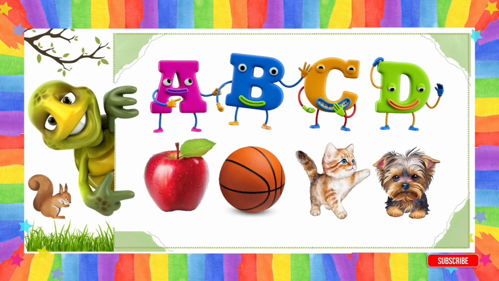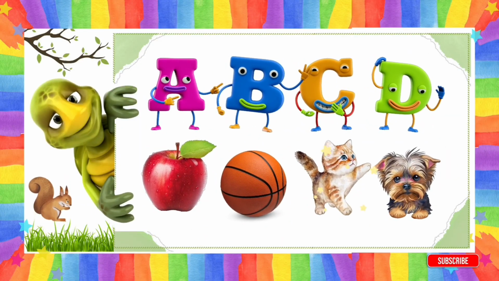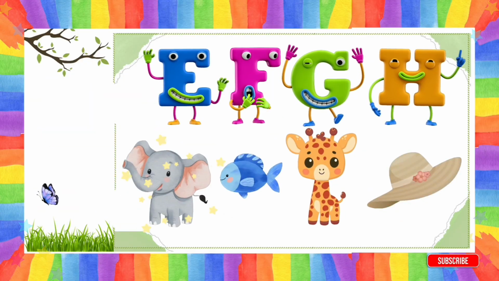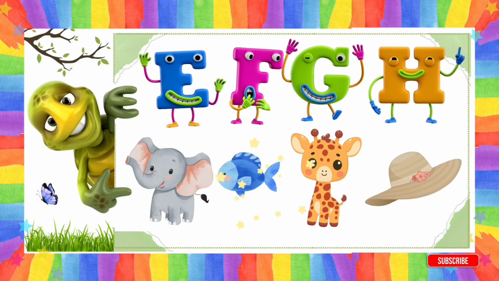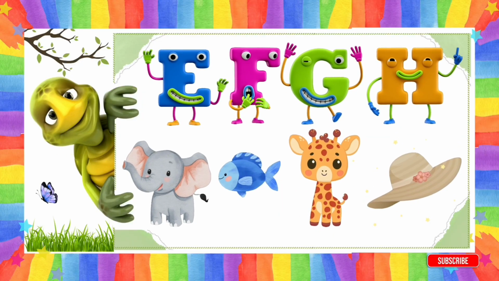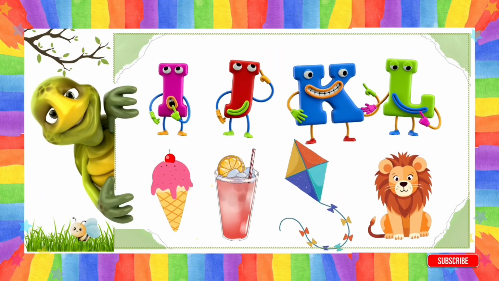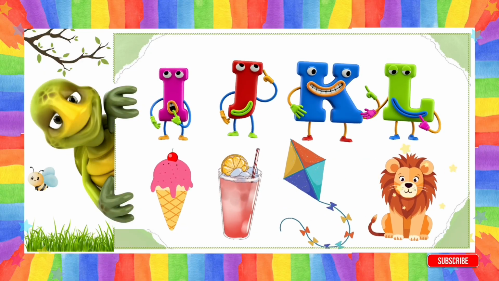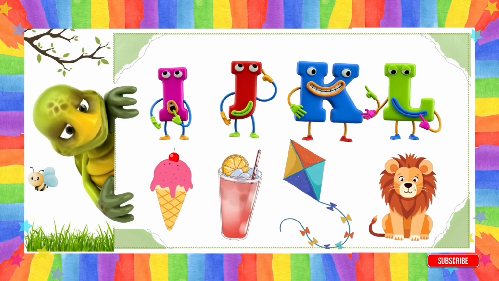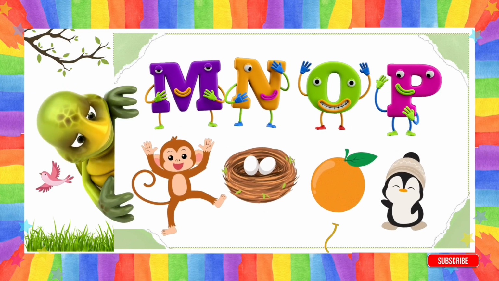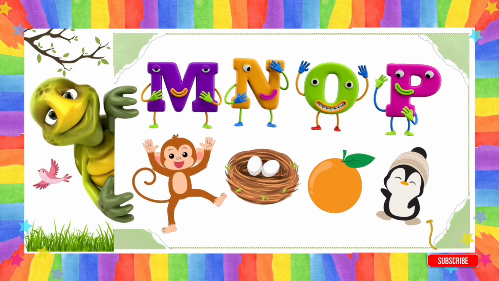A is for apple, B is for ball, C is for cat, D is for dog, E is for elephant, F is for fish, G is for giraffe, H is for hat, I is for ice cream, J is for juice, K is for kite, L is for lion, M is for monkey, N is for nest, O is for orange, P is for penguin.